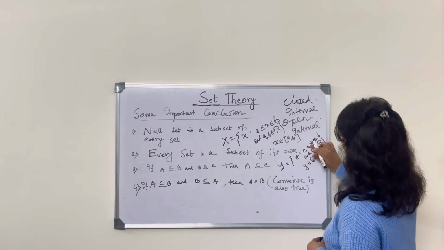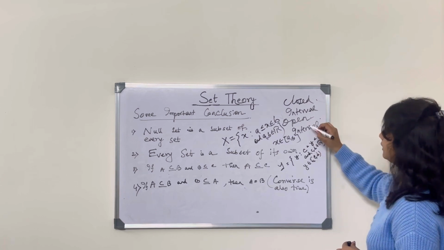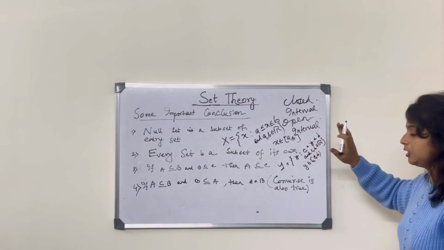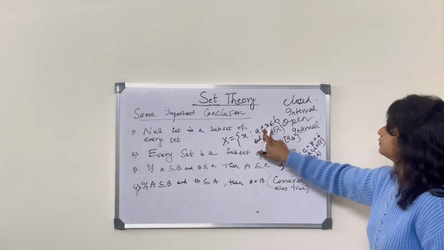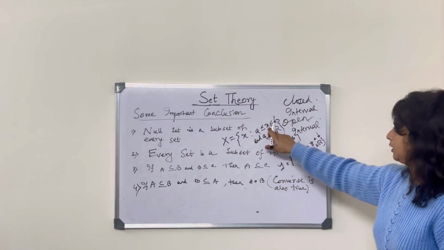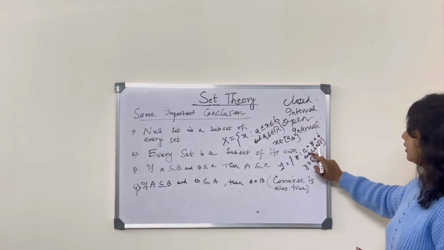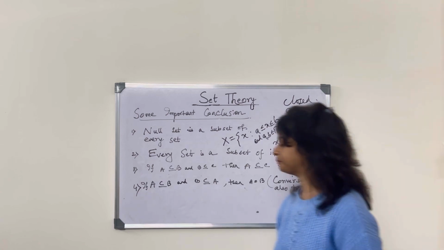Sorry, here we are not using this equal sign. In an open interval we are not using the equal sign. For a closed interval we are using this equal sign, less than or equal, less than or equal. For an open interval we are only using the less than sign.